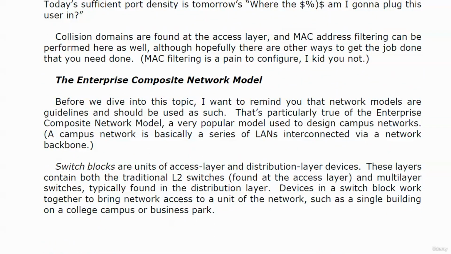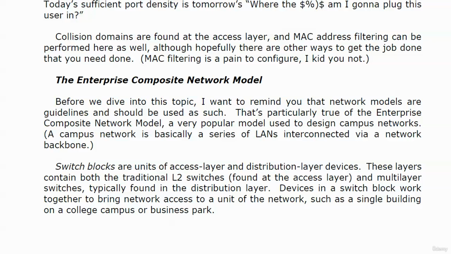Now, we are going to look at what Cisco calls the Enterprise Composite Network Model. Probably going a little above and beyond the NP switch requirements, but I'd rather go above and beyond than not go far enough. And this is a good example of an enterprise network coming up on the board. Now, of course, these are guidelines. You have to use them as such. That's particularly true of the Enterprise Composite Network Model.